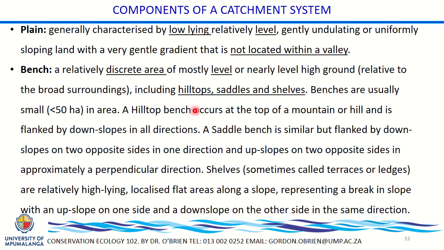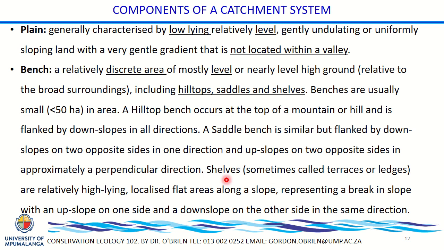Yes. Exactly. Okay, a hilltop bench occurs at the top of a mountain or a hill and is flanked by downslopes in all directions. These pictures are in your manual as well. A saddle bench is similar but flanked by low slopes. Like a horse's saddle, you have the saddle area that you sit in. That's why it's called a saddle, because it's a bench, but on the flanks, on each side, it's got a slope. So you need to understand what these different ecosystem types are. A saddle bench is flanked by downslopes on opposite sides in one direction.